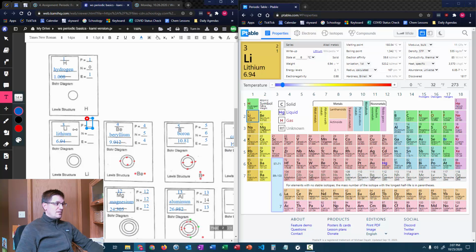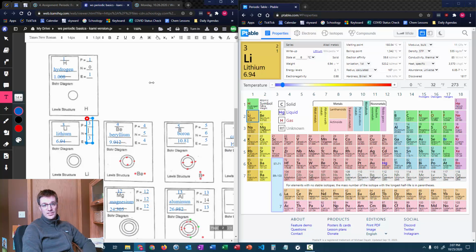Protons, that's the same as the atomic number. So lithium's number 3, that means 3 protons. Protons are positive, and electrons are negative. You need to memorize that if you haven't yet. That means that if I have 3 positives, I also need 3 negatives.